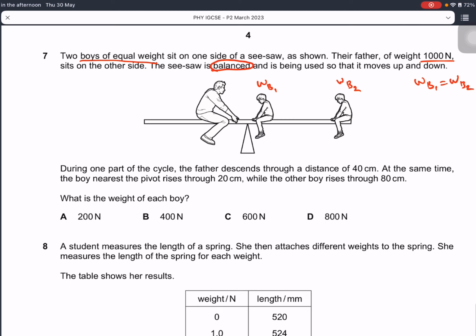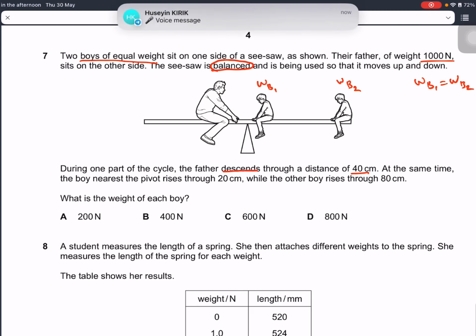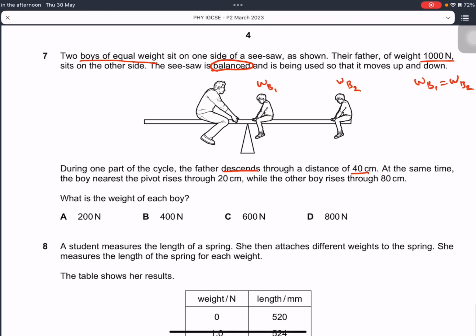During one part of the cycle, the father lowers down a distance of 40 centimeters. At the same time, when this happens, what happens? The boy nearest to the pivot, B1, rises 20 centimeters up. The other boy rises 80 centimeters up on the other side, a little far. So what is the weight of each boy?